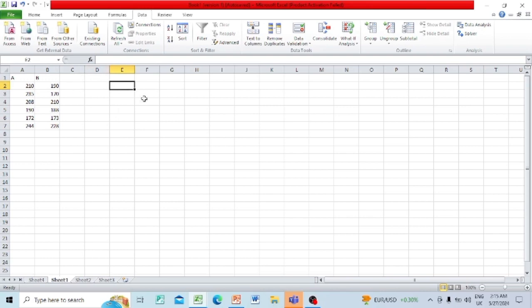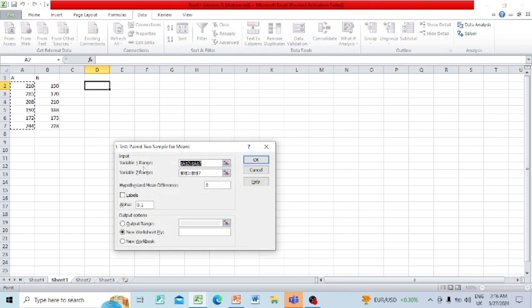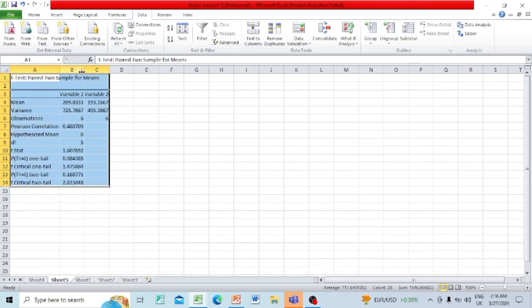Okay, let's try to do it in Microsoft Excel again, using our example. Just input the values, and then click Data and then Data Analysis. And then, click the t-test paired two sample for means. Click OK. For the variable 1 range, we just click our data in column A. And for variable 2 range, we click our data in column B. And then, the hypothesized mean difference is 0. The alpha given to us is 0.1. Click OK. And this is the result that will be generated.